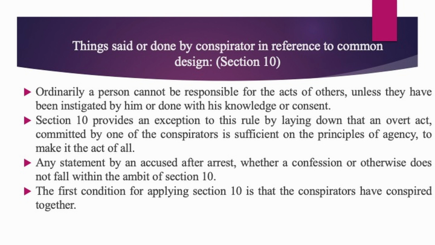Section 10 provides an exception to this rule by laying down that an overt act committed by one of the conspirators is sufficient on the principles of agency to make it the act of all. But such concept of agency can be availed only after the court is satisfied that there is reasonable ground to believe that they have conspired to commit an offense or an actionable wrong.